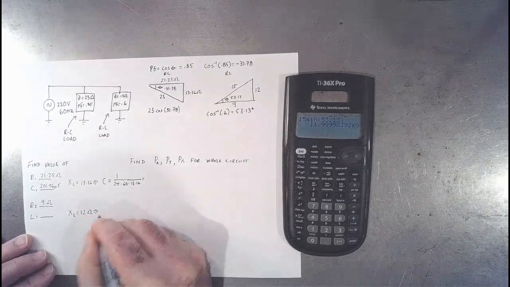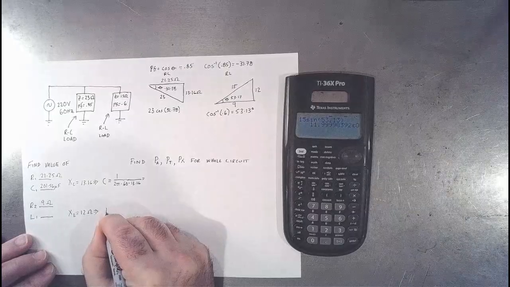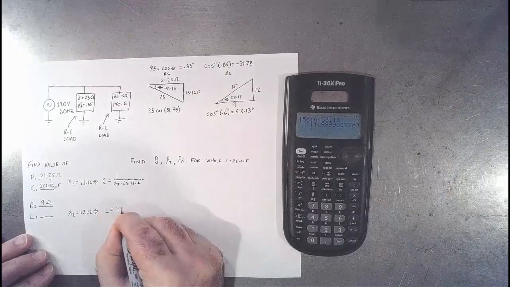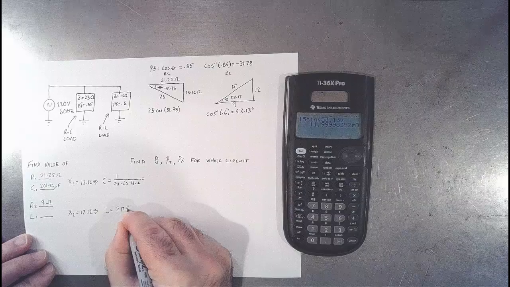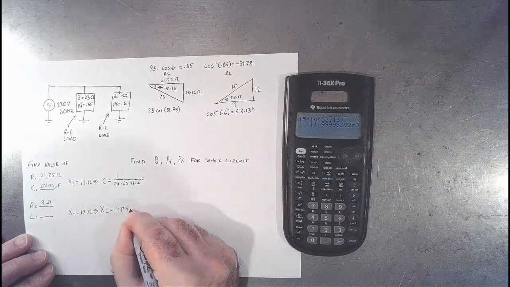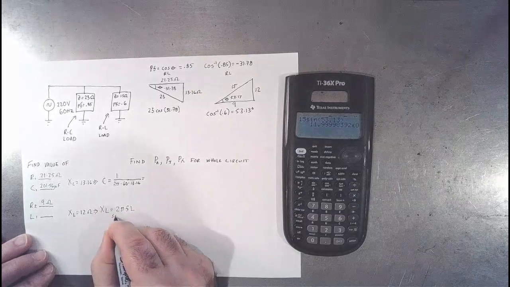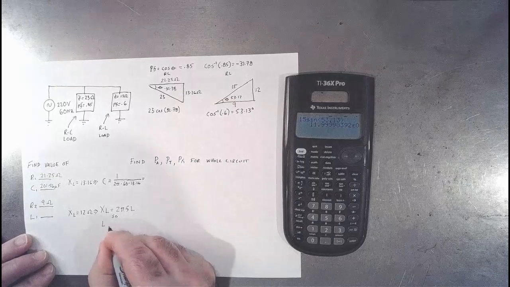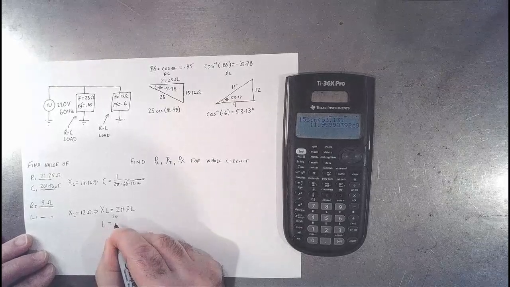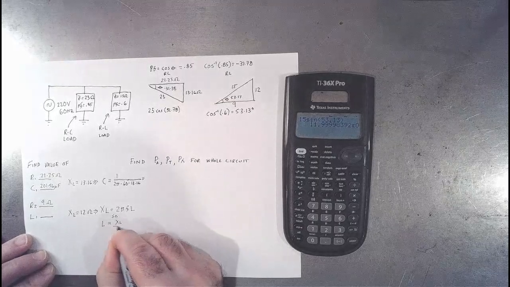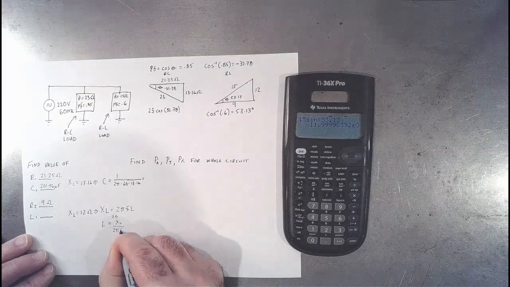What's the formula for inductive reactance? It's XL equals 2 pi FL. So L is going to be XL over 2 pi F.